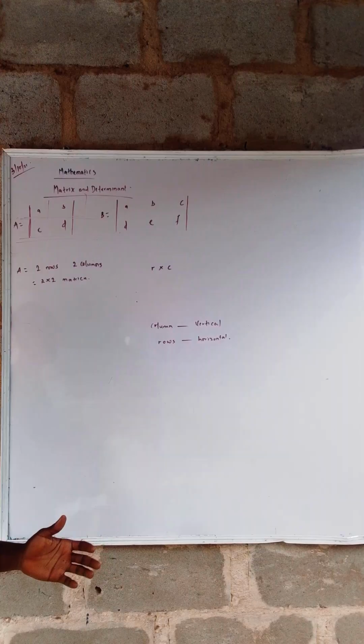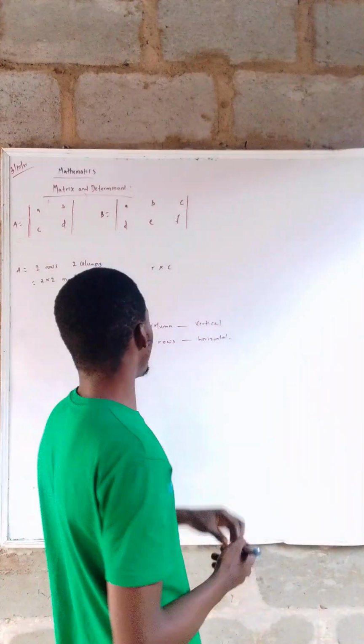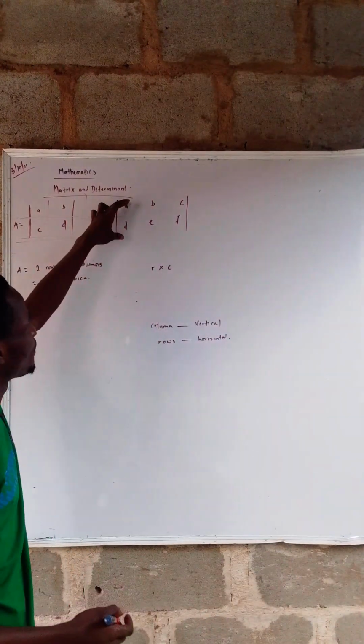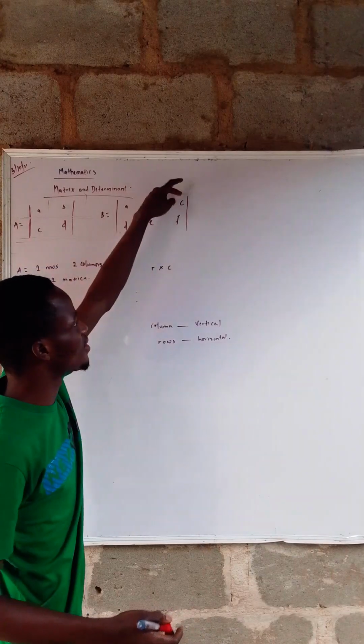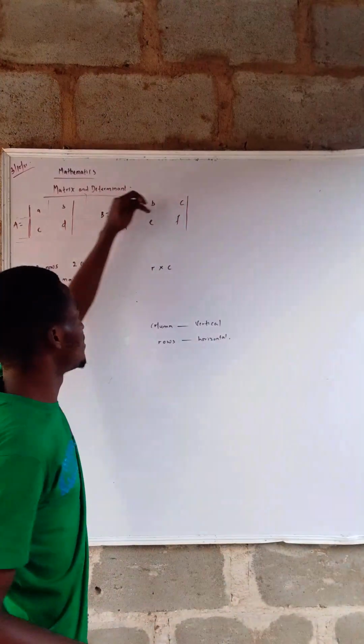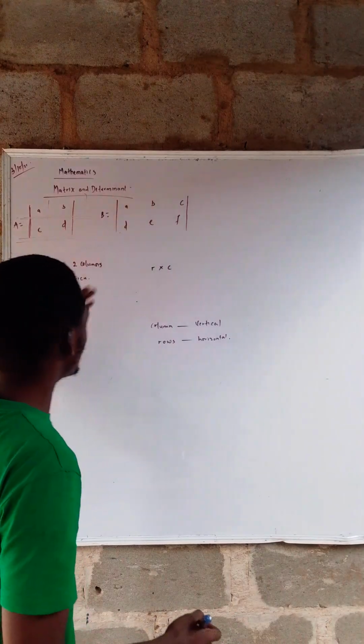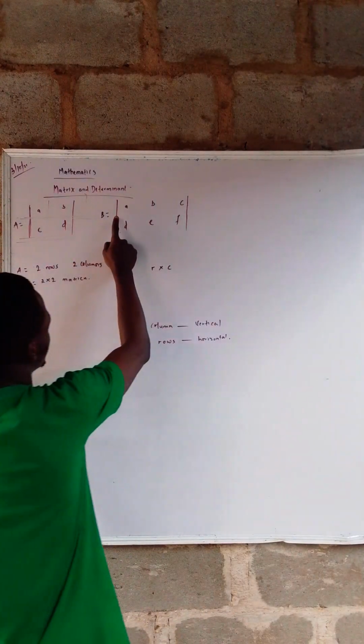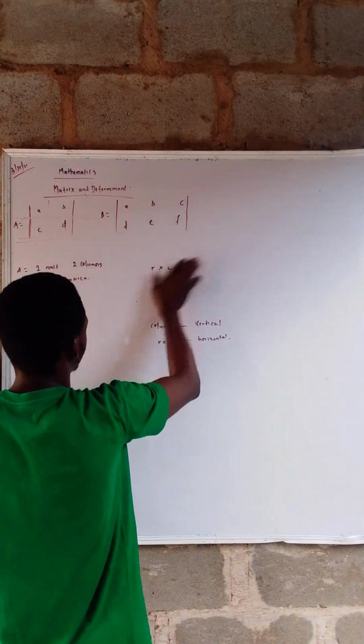Did you grab that? You understand? Now we have another one here. We have A, B, C, D, E, F. So what's the row? Don't forget, the row is like this, like this, like this.